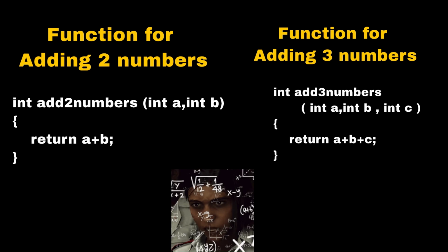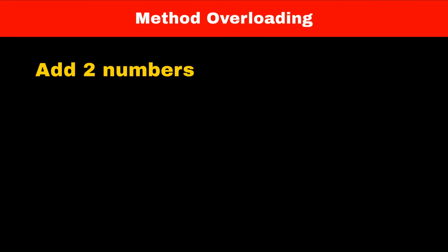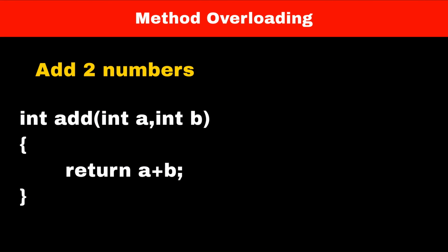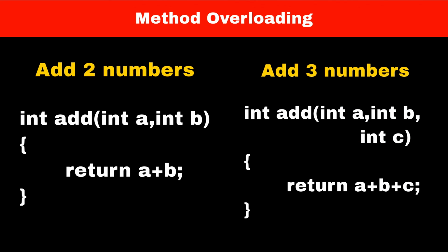So instead of giving different names, we can define a function with the same name but with different parameters. For example, for adding two numbers, we will define a function with the name add, which will take two parameters. And for adding three numbers, we will again define a function with the same name add, which will take three parameters. So now if you want to add three numbers, then you just have to call the add function and pass three parameters to it.